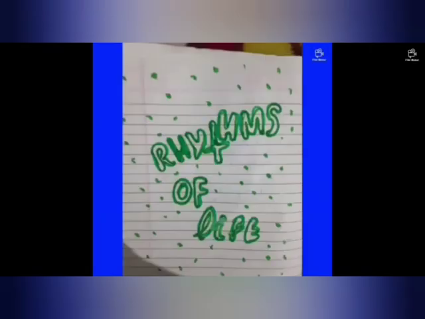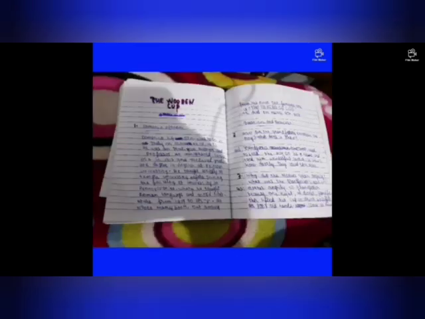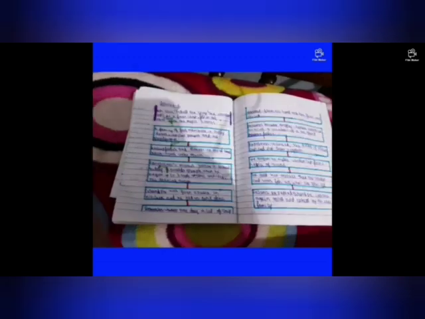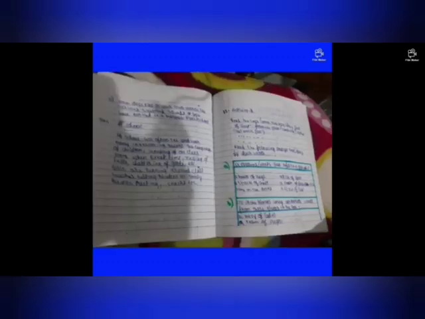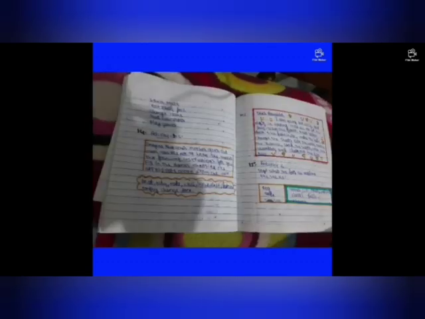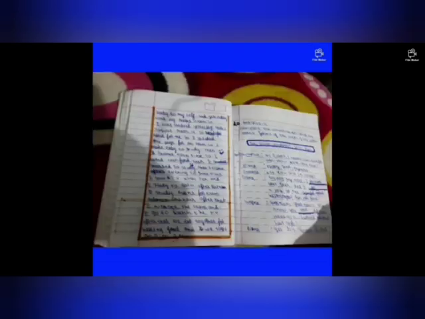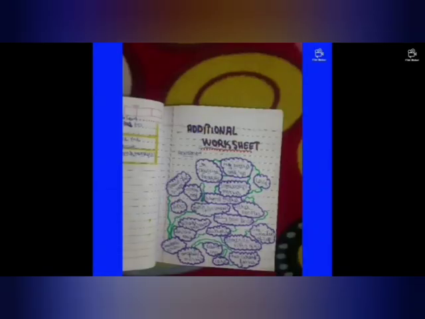Notebook. Rhythms of Life, To My Mother. Question and answer activities. Somebody's Mother, question and answers, activities. The Wooden Cup, question and answers and activities. A Village Poem, question and answers and activities. Grammars. Story writing, rewriting stories, etc. Additional activities of this unit, Rhythms of Life.